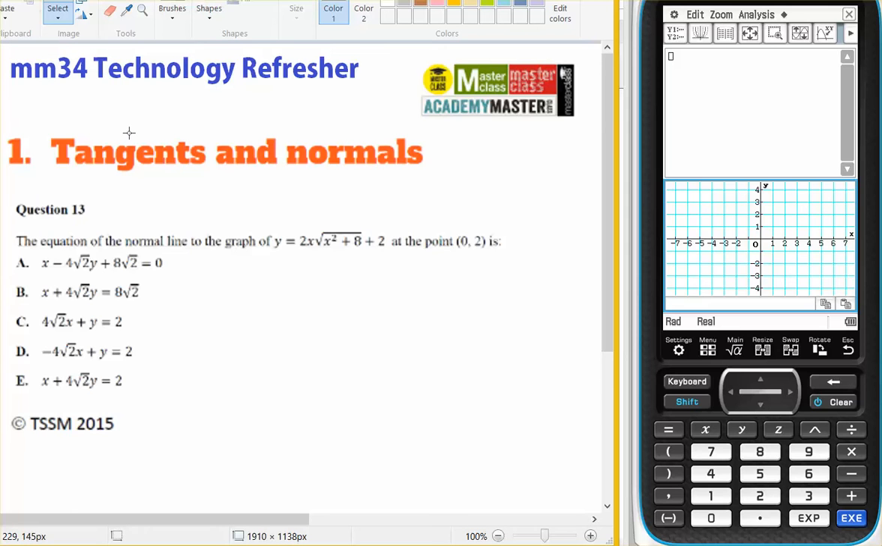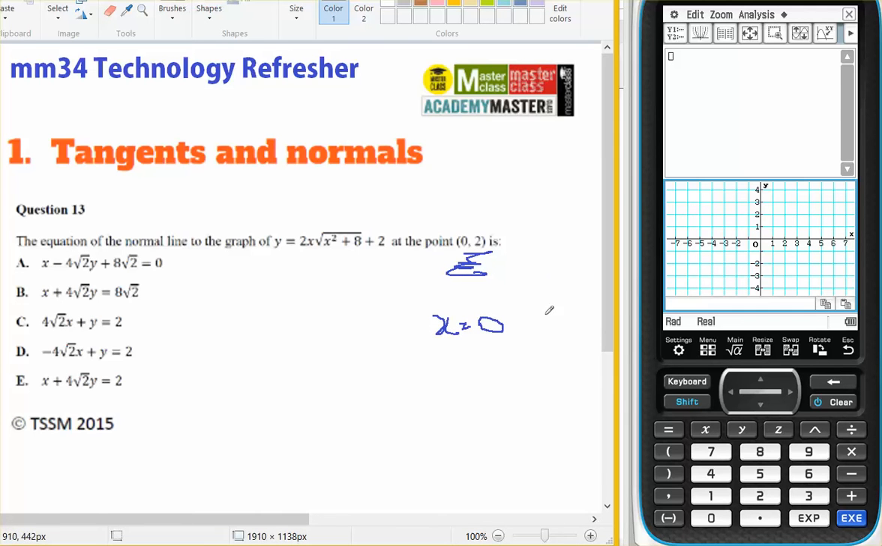This is for Year 12 Methods, from the Technology Refresher Masterclass, question number 1. How do I find tangents and normals? Well, in this particular case, because I've been told the x value of what I'm after, it's pretty easy. At x equals 0, I've got a couple of choices.